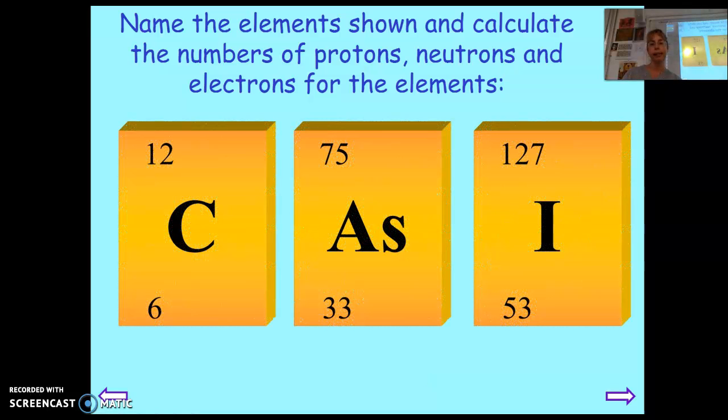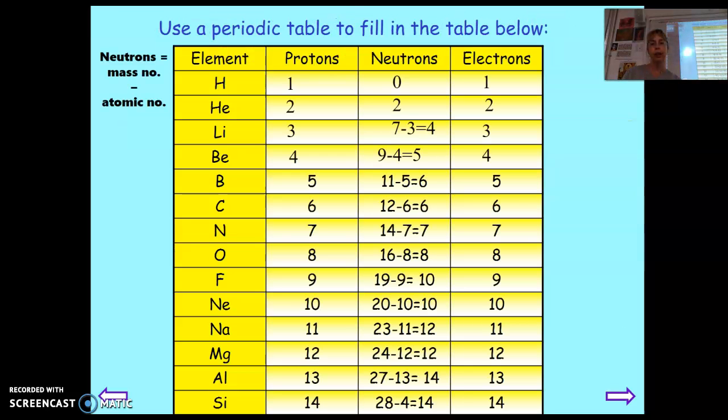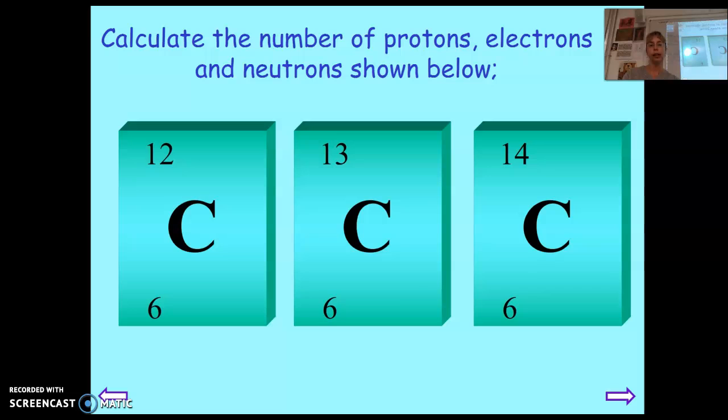So here you can see different elements have a different atomic number, and actually that atomic number is unique to that element. So carbon will only ever have 6 protons. Okay, now we're not going to do this because you have done this before in chemistry, so I'm going to go on to this. Over here we've got 3 different types of carbon: carbon 12, carbon 13, and carbon 14.